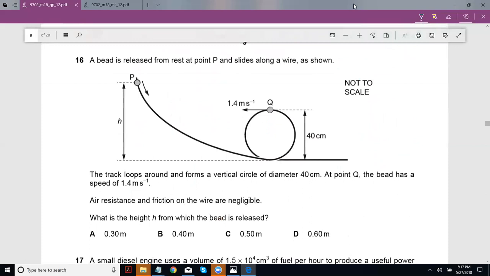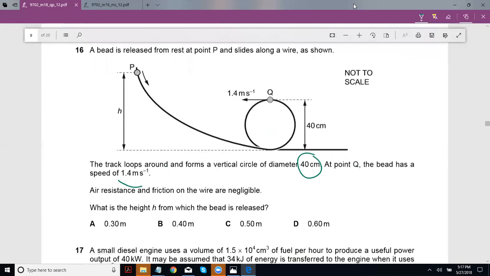Okay, so a bead is released from rest at point P and slides along the wire. The track loops around, like a roller coaster, and forms a vertical circle of diameter 40. At point Q, the bead has a speed of 1.4 meters per second. Air resistance and friction on the wire are negligible. What is the height h from which the bead was released?